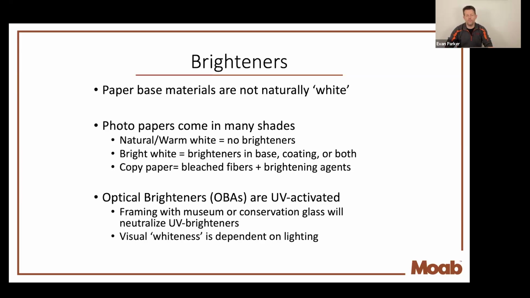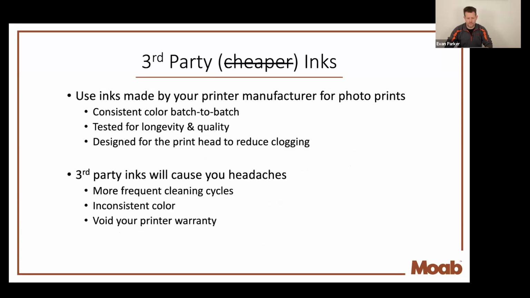Now, if you're framing your prints under archival or UV glass, or you're coating them with a UV protectant spray, you're going to limit or completely eliminate the amount of UV that reaches the paper, therefore negating the optical brighteners in the first place. So it's not a use it or don't use it. It's just something to be aware of as you're thinking about what paper you want to use, what you're going to do with it, all those sorts of things.